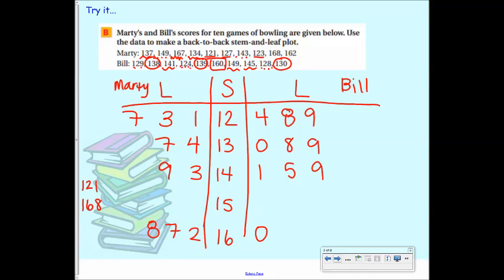Now, why is this a double stem and leaf plot? Because it's got Marty and Bill. What's the harder part about Marty? It's backwards. We've got to go backwards. Okay? Do we have to put 15? Well, yes, because it's a placeholder. It's just like a 0. Do you need a 0 and a number?